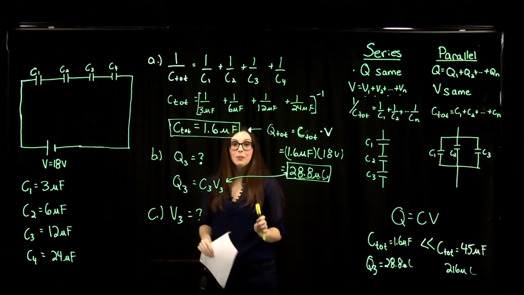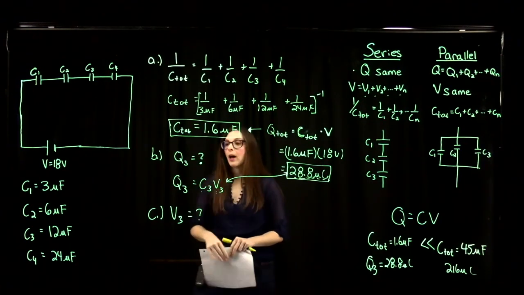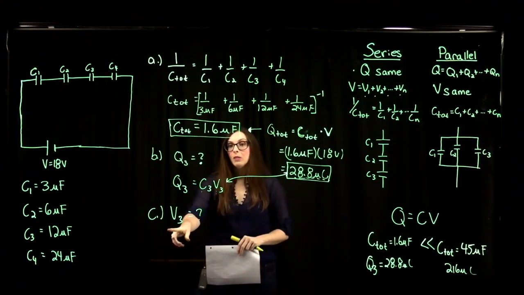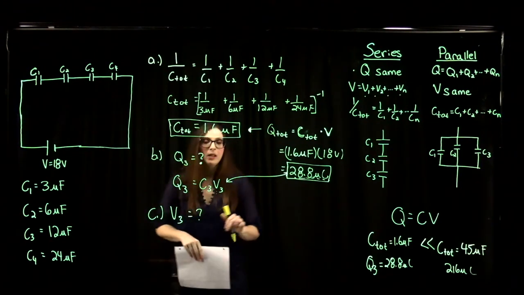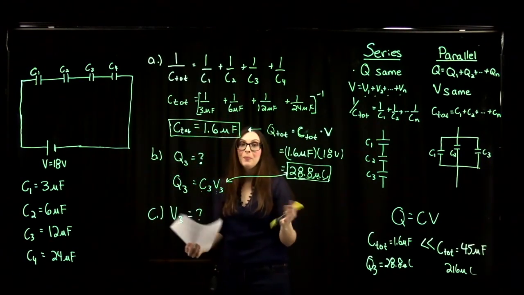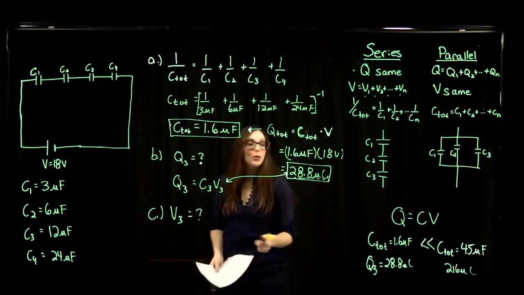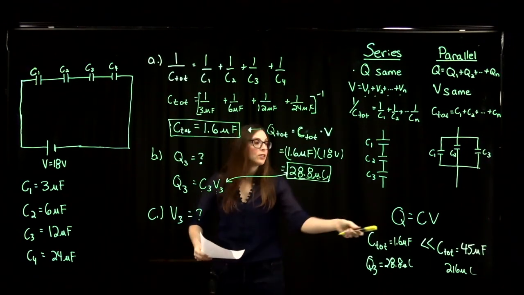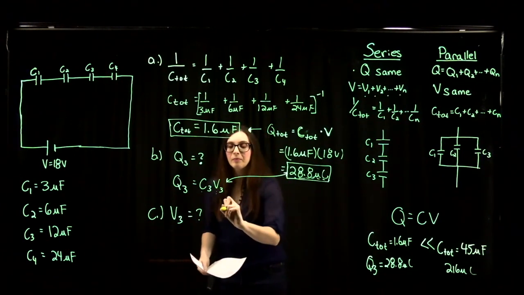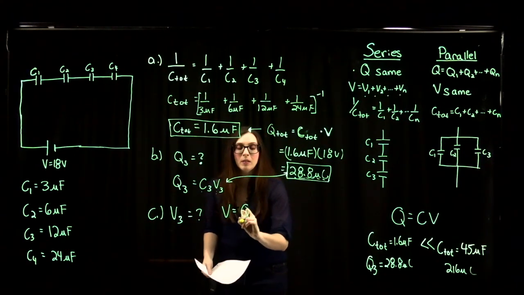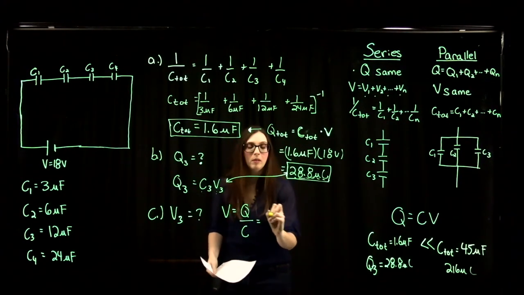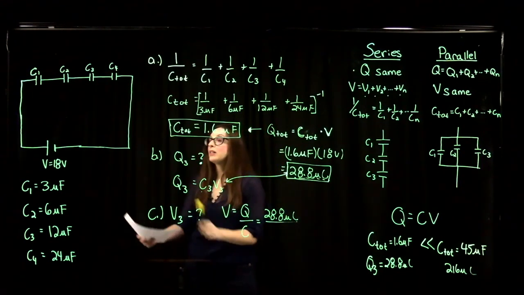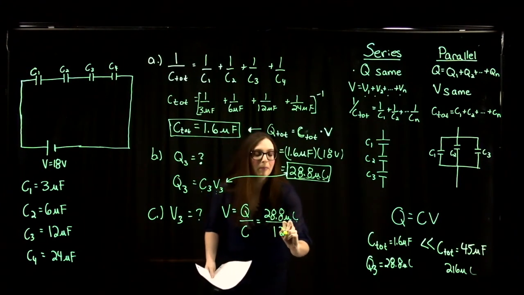Now for part C, we are asked to find the voltage drop across my third capacitor. We want the potential difference across capacitor 3. We know what the charge is on capacitor 3. We know what its capacitance is, so we can use this equation here to get the potential difference across my third capacitor. So I could solve this equation right here for V. V is equal to Q divided by C, so that will equal my 28.8 microcoulomb divided by the capacitance of my third capacitor, which was 12 microfarads.